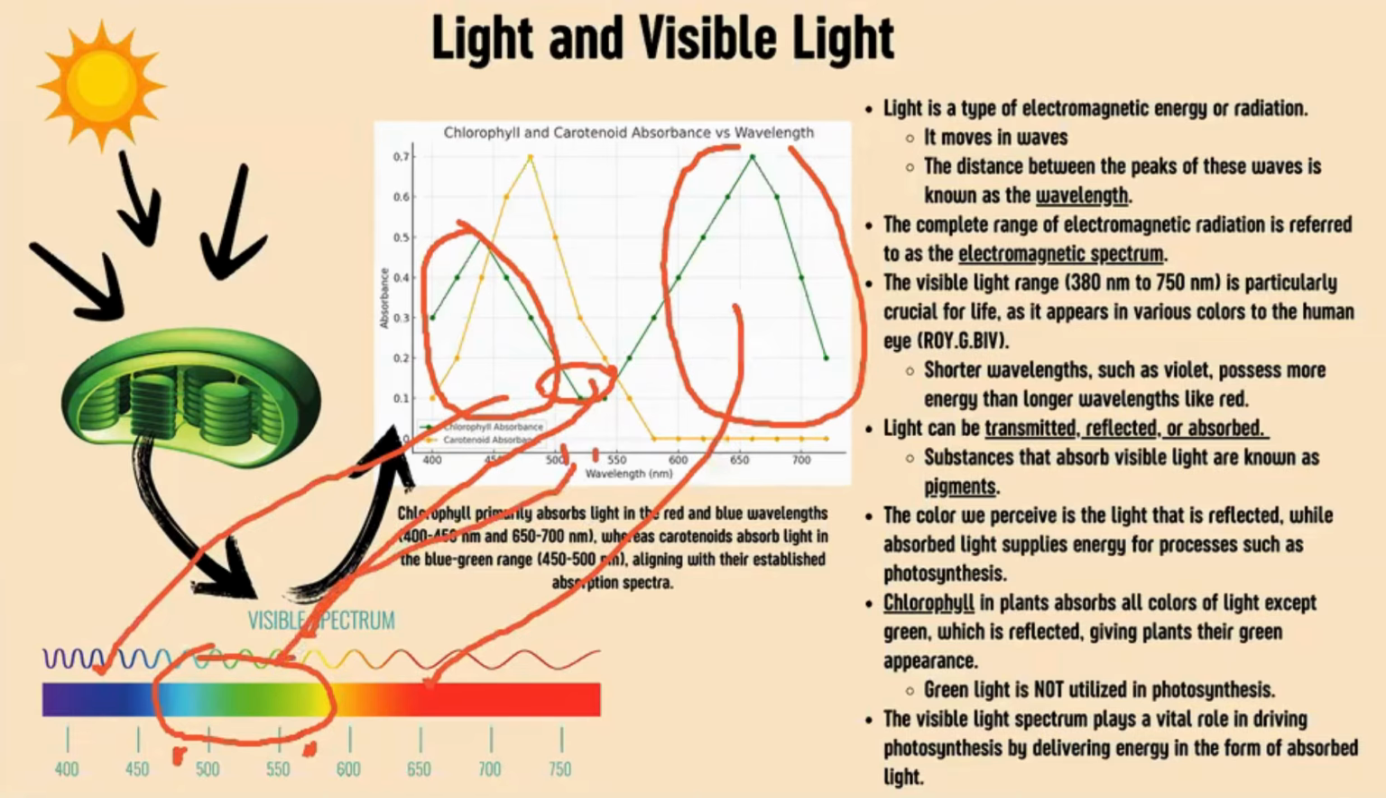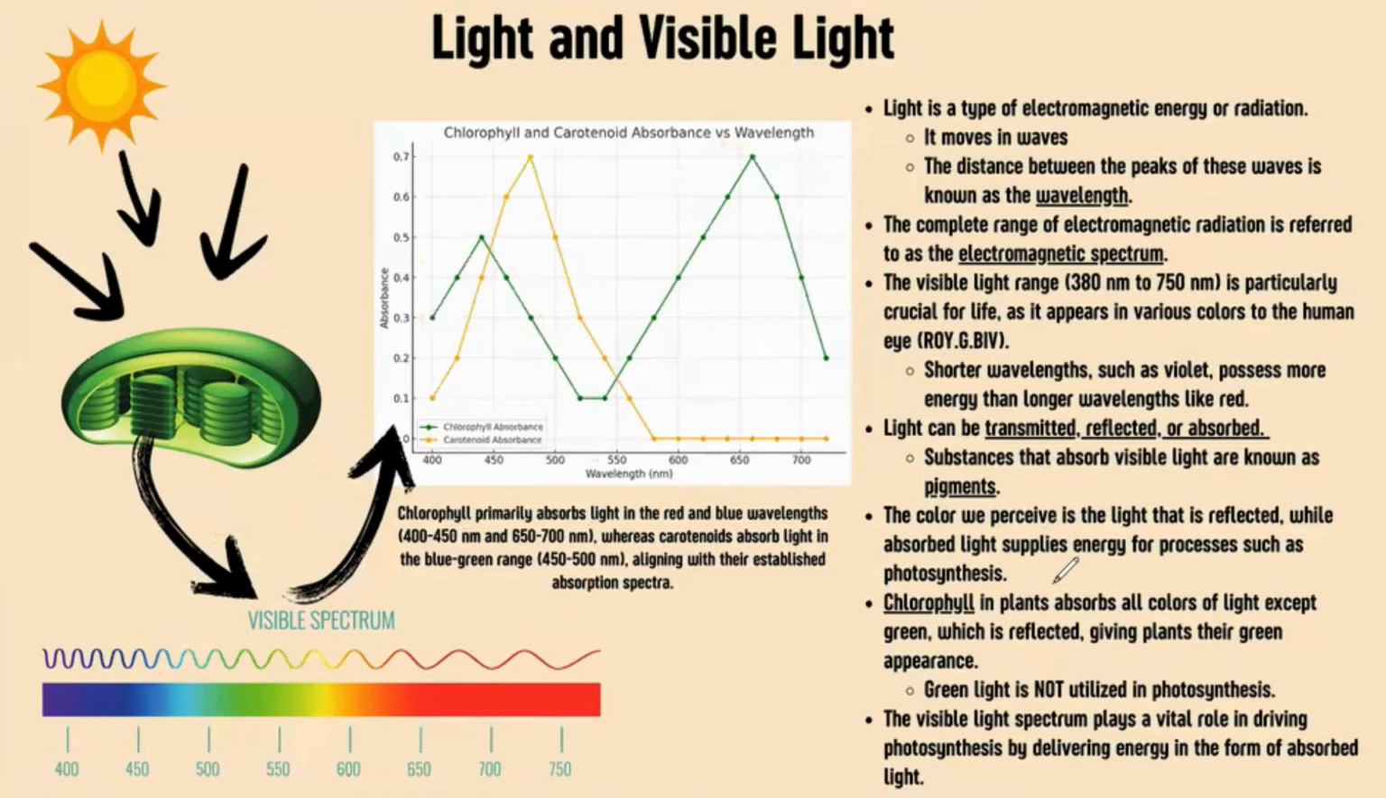And this is important for chlorophyll because plants absorb all colors of light except for green, which is reflected, and that is what gives plants their green color. And the visible light spectrum plays a really key role in photosynthesis by ensuring that we're delivering energy in the form of that absorbed light.